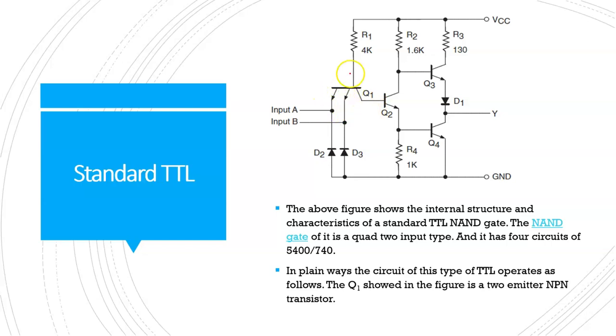The emitter base junction is forward bias. So here the emitter base junction is forward bias, so it's established. This is just like a diode. This is N and this is P. This is your P point and this is your N point.